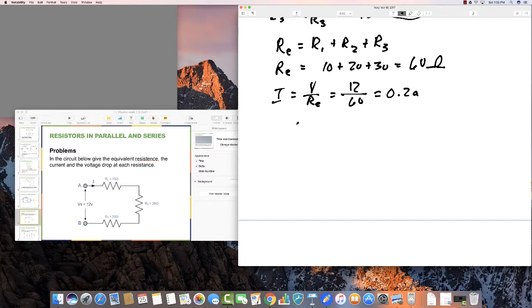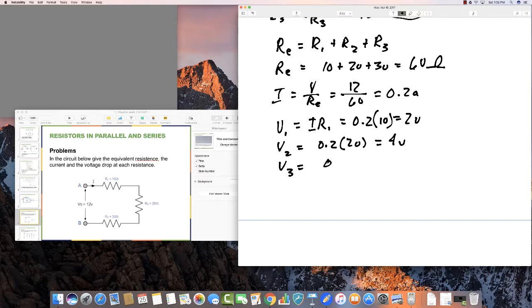So the voltage drop at each point is going to be equal to I, because that remains constant, times the different resistors. So V1 is going to be 0.2 times 10, or 2 volts. V2 is going to be equal to 0.2 times 20, which is 4 volts. And V3 is going to be equal to 0.2 times 30, or 6 volts. And sure enough, if you add these three up, you should get the total, which is 12.